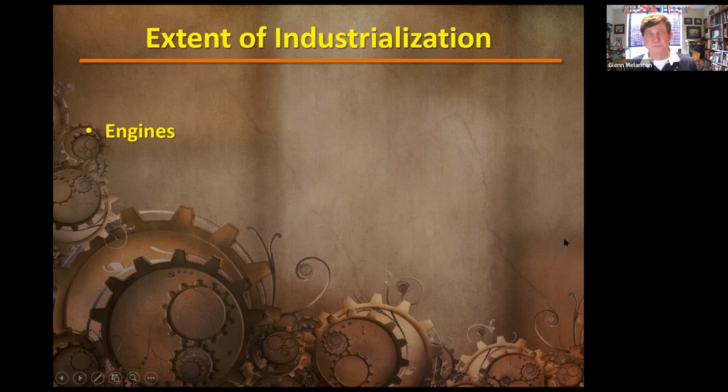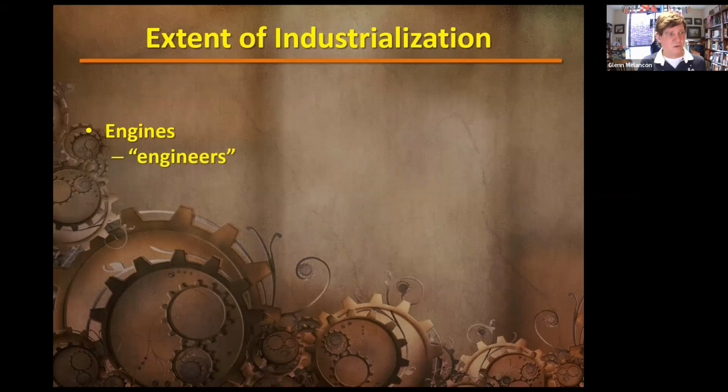So, for example, engines are at the heart of the Industrial Revolution. Steam engines drove industrialization. But how easy was it to get your hands on a steam engine? Well, before you have a steam engine, you have to have engineers, people who build and manage these machines. To set up a shop to build steam engines would cost about 500 pounds.